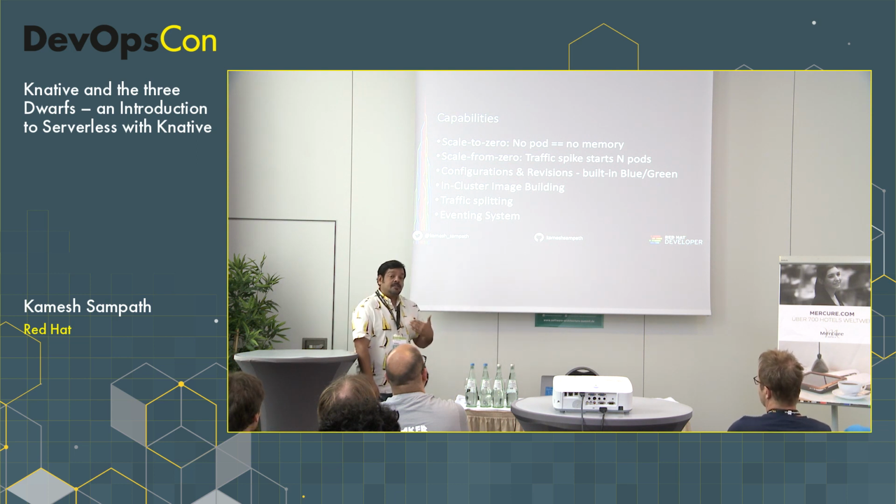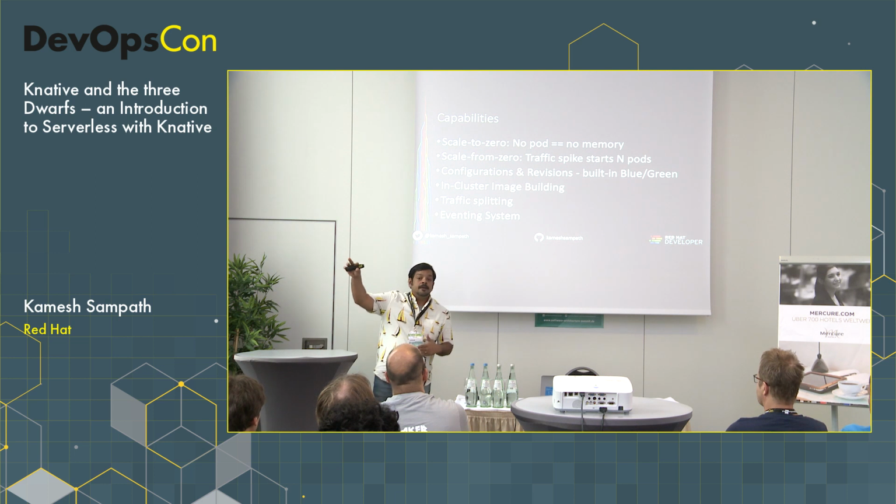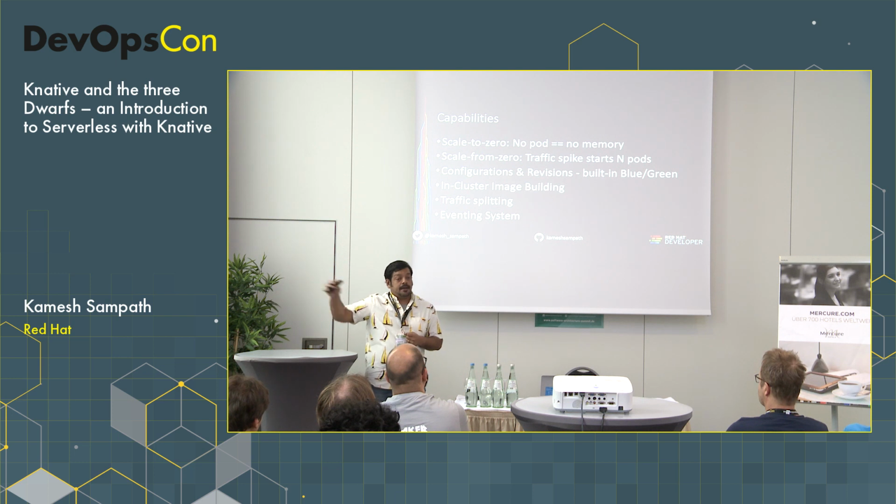Also, I can scale from 0. This is another one: after scaling to 0, let's imagine a case where I have got a huge spike, right? Based on the spike, I have to scale up. For example, let's say I get 50 concurrent requests, I can handle only 10, then I have to scale up 5 more pods automatically, right? That's also done based on traffic spike.